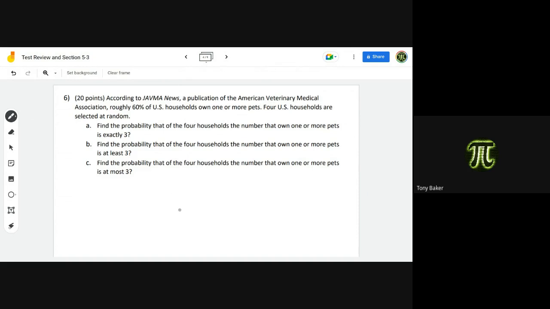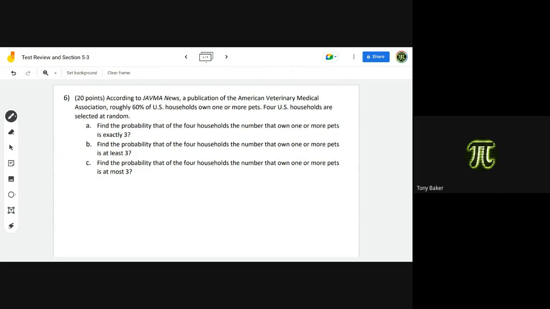All right. So, according to the American Veterinary Medical Association, roughly 60% of U.S. households own 1 or more pets. 4 U.S. households are selected at random. I can't do 40 or 50 or 60, like a massive amount, because then you'd have to do every single one of those. And that would be a pain to do. So that's why they're small numbers.